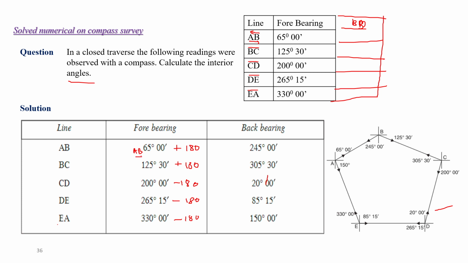Okay, one thing we should note. This reading is taken A to B. Okay, this is B to A. This is B to C. This is C to B. This measurement is taken from C to D. This is D to C. This is D to E. This is E to D. This is A to E.